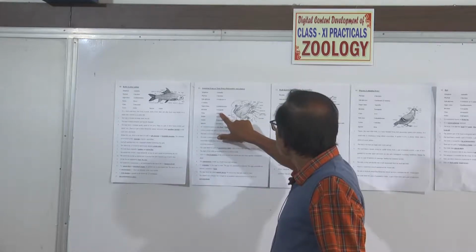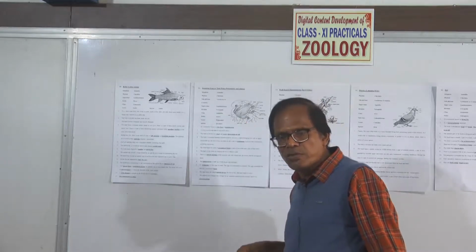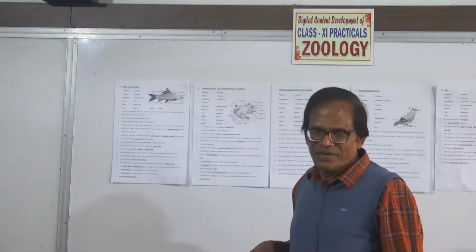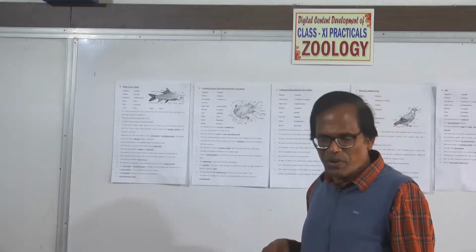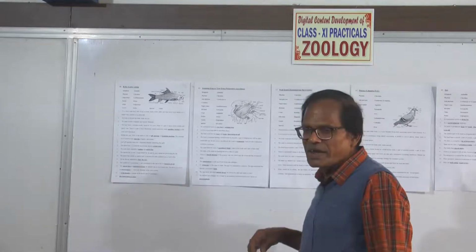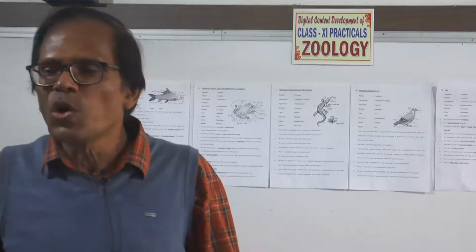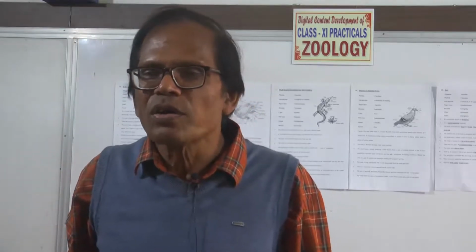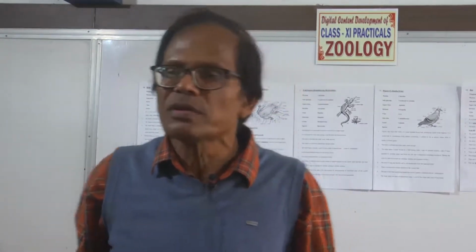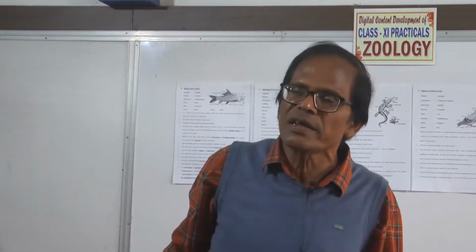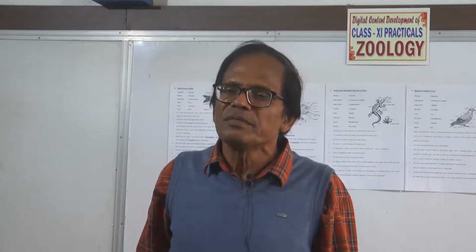The class is Amphibia. You understand what are its characters? Can you tell me? You can tell me, but that is not an acceptable character. An amphibian goes to water for reproduction, for breeding. Any animal that goes to water for breeding is an amphibian.